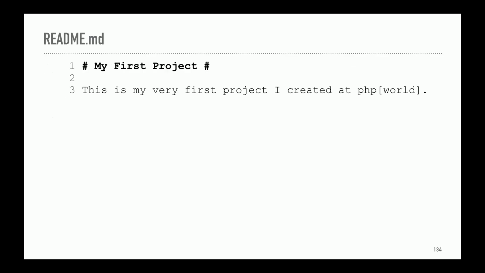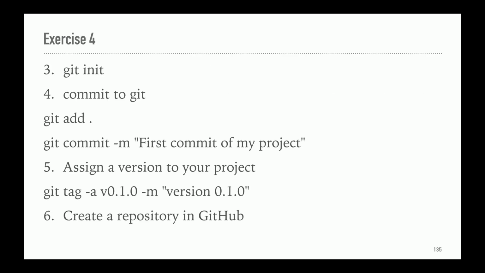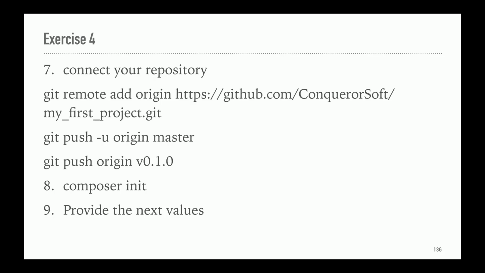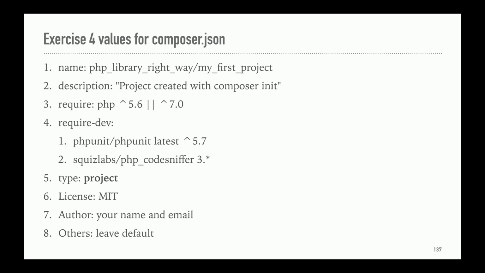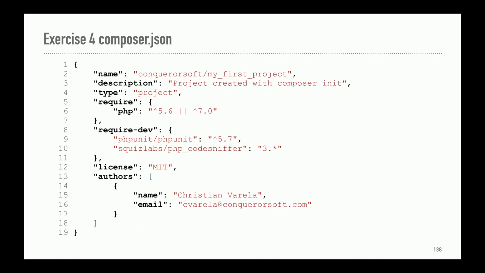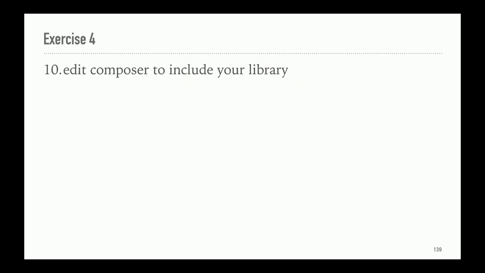We would create the README file. We would go through the same process of adding that README file, the changelog, handling the versions, then including that in GitHub. We would create our composer JSON file. The only difference that you should see is that the type is going to be project instead of library. This is our composer file. We would have the same initial template, and then we would need to add our library.